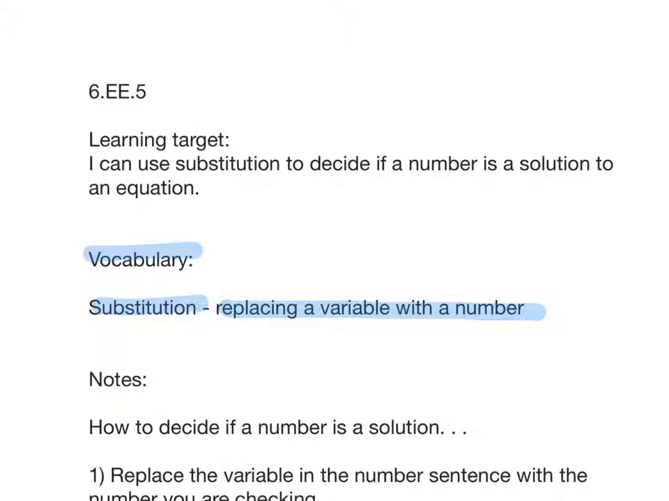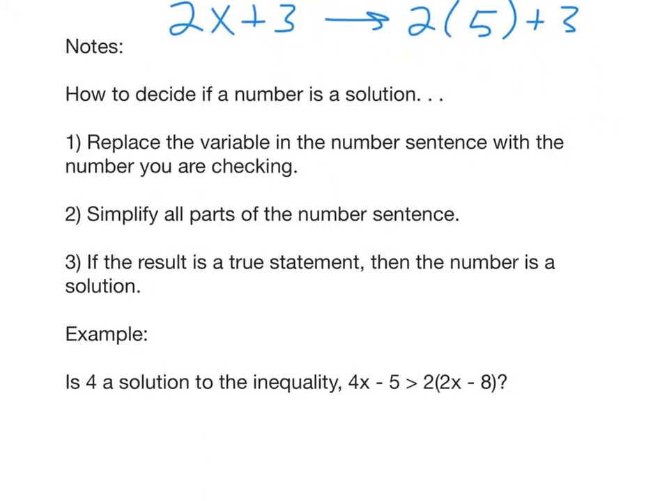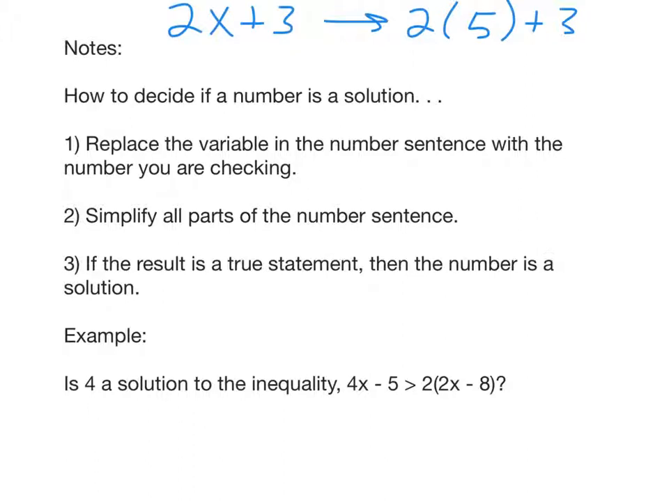So if you have something like 2x plus 3, if you replace the x with a 5, it would become 2 times 5 plus 3. That's substituting 5 for the x. So here's your notes. How to decide if a number is a solution. Well, first, replace the variable in the number sentence with the number you are checking. And we know that that's called substituting now. So you're going to substitute a number for the variable.